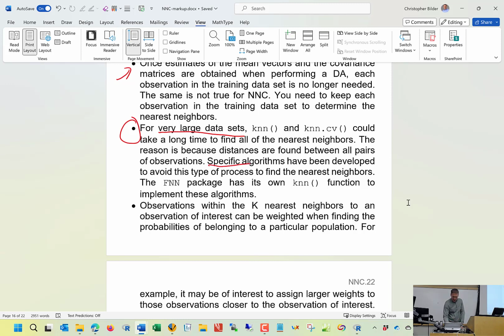However, there are specific algorithms that have been developed to help with this process. If you're interested in looking at that, you can take a look at the FNN package for an example of how this can be done.